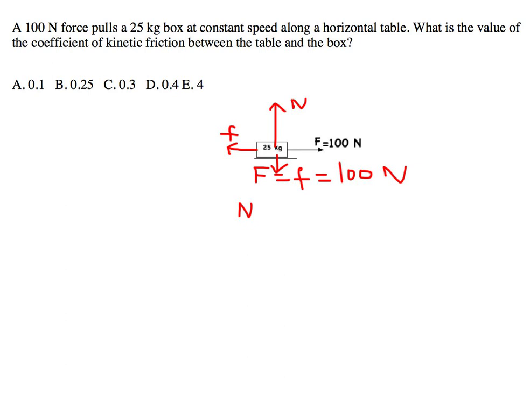We also learned that the frictional force is equal to the coefficient of friction times the normal force. So in this case, we know the frictional force. We found it. It's 100. And we're looking for the coefficient of friction, mu. And we know the normal force is equal to the weight, which is mg, 25. Let's use 10 for g for the time being. So that'll be 250.